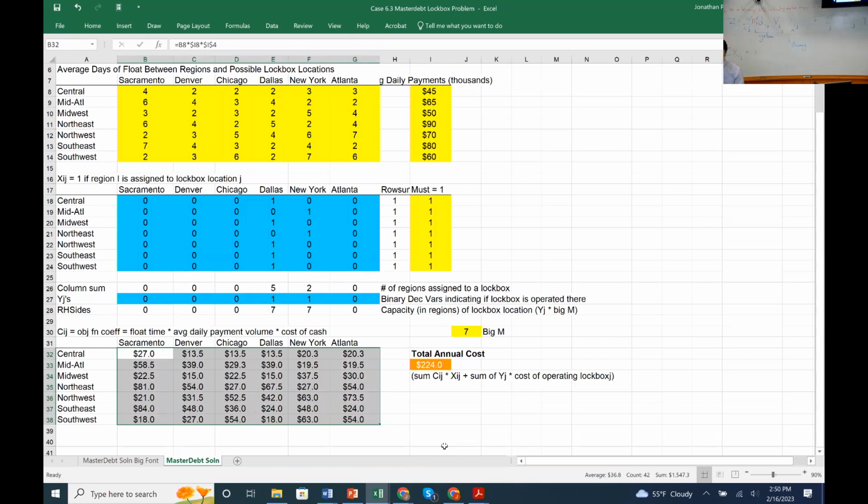So that's the basic design of the spreadsheet, and you can see the big M is 7. So this row here is that, sum over I Xij. This row is the row of YJs, and this row is M times YJ, M just being 7 in this case. As you learned in the asynchronous lecture, you just make M big enough that it doesn't constrain the problem. And you make life a little bit easier on the computer if you choose sort of the smallest constant that doesn't intrude an artificial constraint.